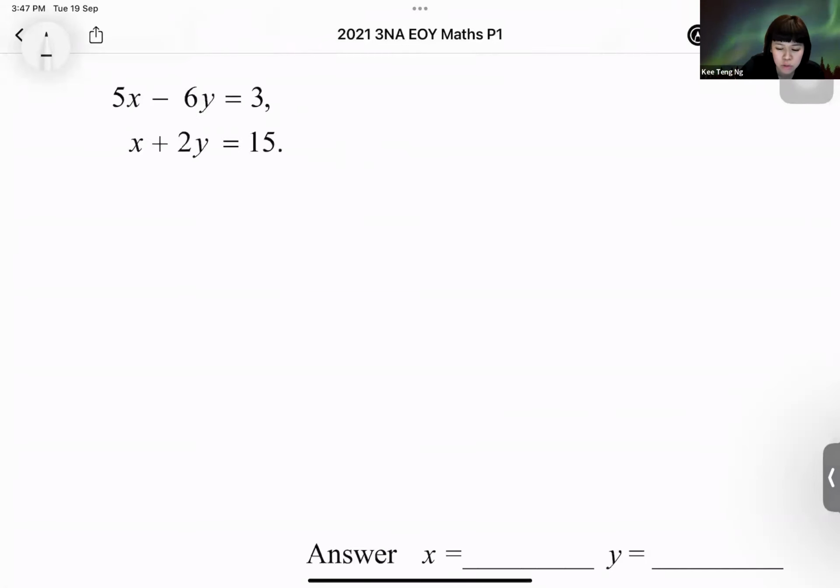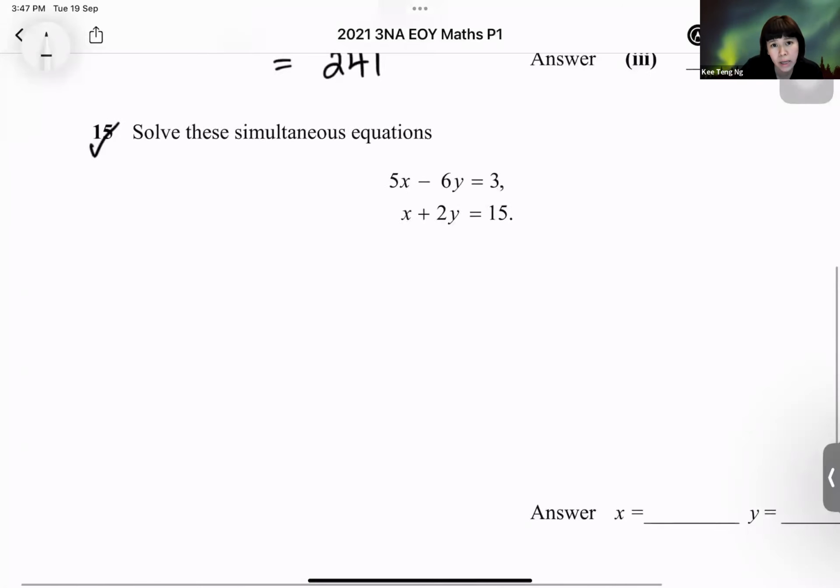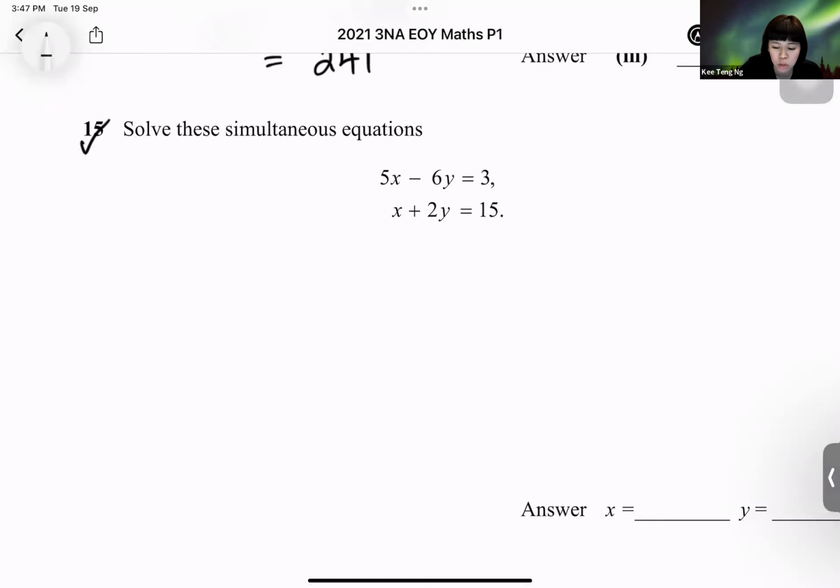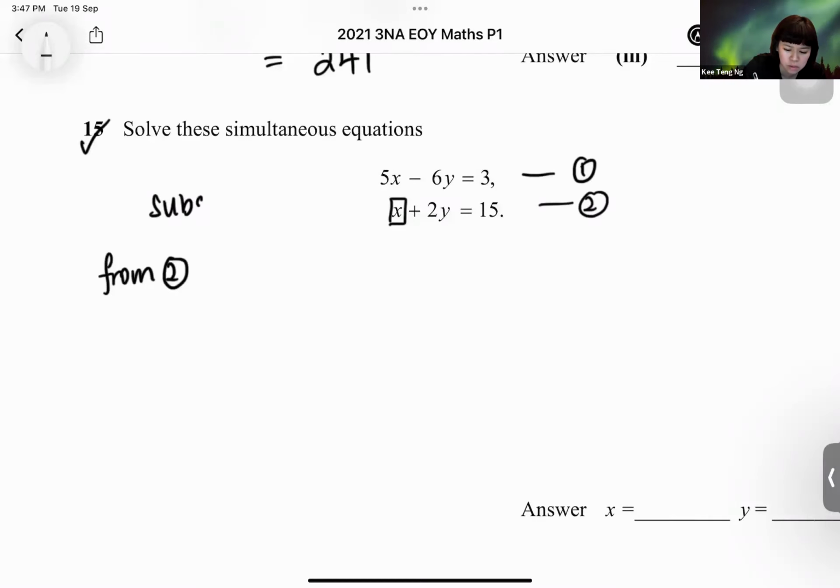First, let me try to use substitution. I find it useful to use substitution when I notice that I have a letter x or letter y on its own without any number in front. So I don't want to make it a fraction or anything. So I can just easily make x the subject. Right, so I have equation 1, equation 2. So from equation 2, let me do substitution now. This one is substitution.